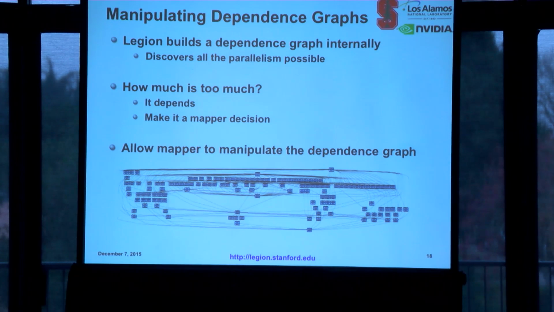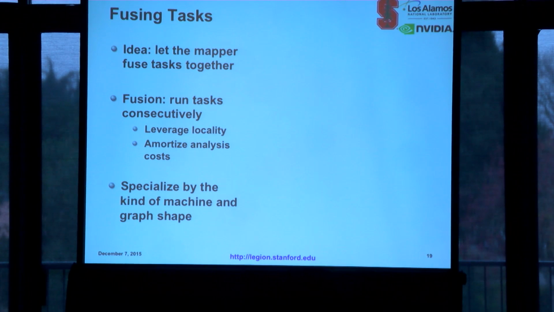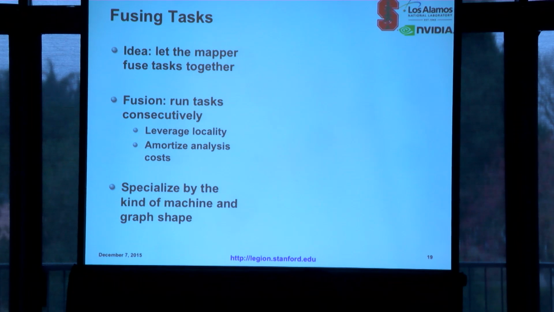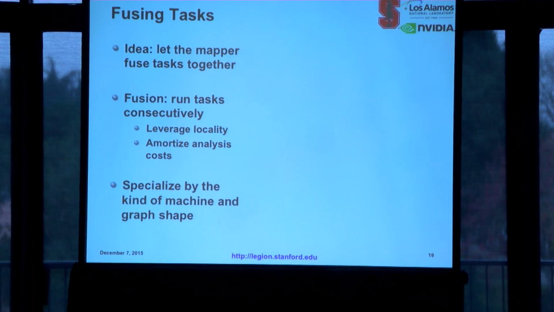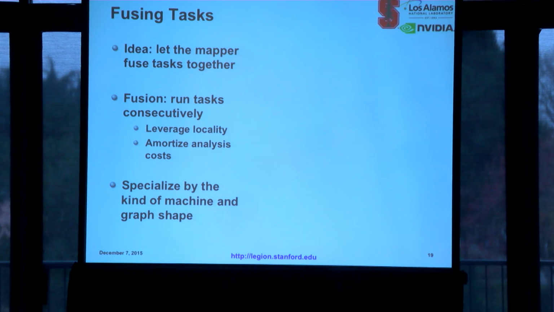So one of the first things that you can imagine doing with these dependence graphs is starting to fuse tasks together. Legion might discover that there's parallelism amongst tasks, but you want to fuse some of them together for various reasons. We can fuse them to leverage locality, or we can fuse them to reduce analysis costs. And we can do this in the mapper interface because we're going to want to make these decisions based on the machine we're targeting and the shape of the graph that we're looking at, the dependence graph.